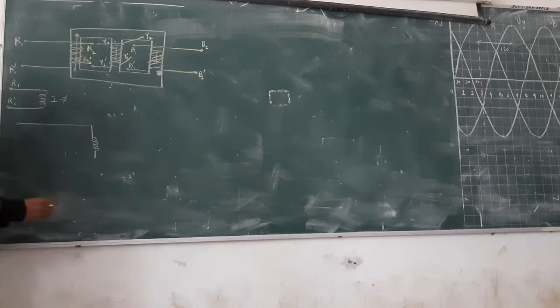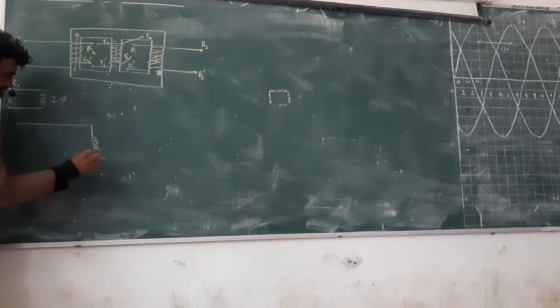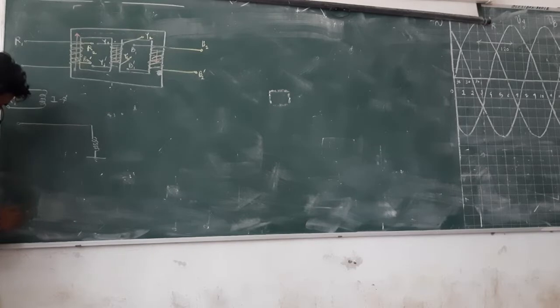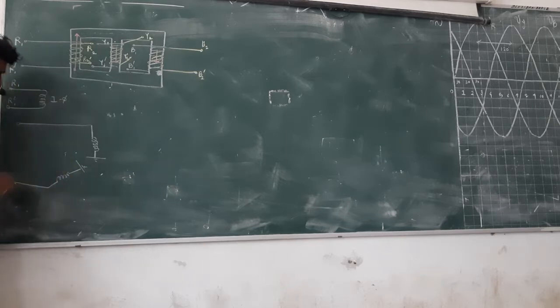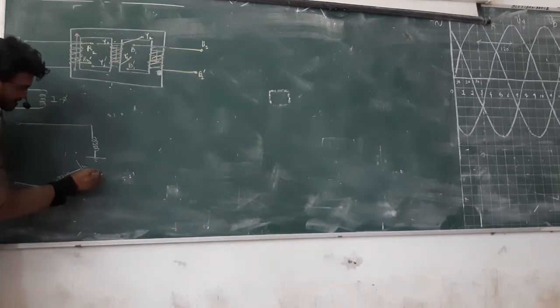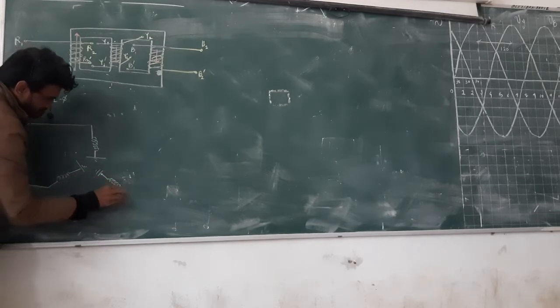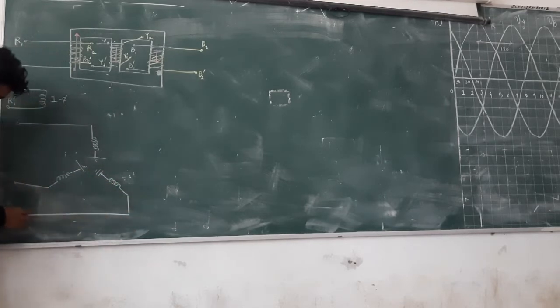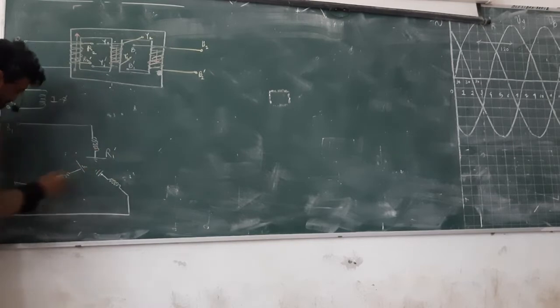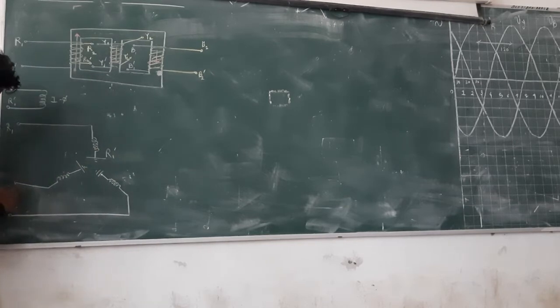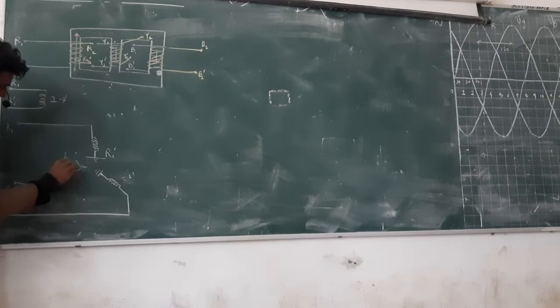Ground. Okay, here is the ground. This one is R dash. Then another coil from here, ground. Okay, and the third coil will be here. So this is R1, this one is R1 dash. This is B1, here is the B1 dash.